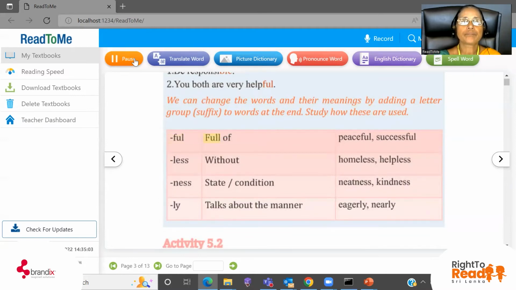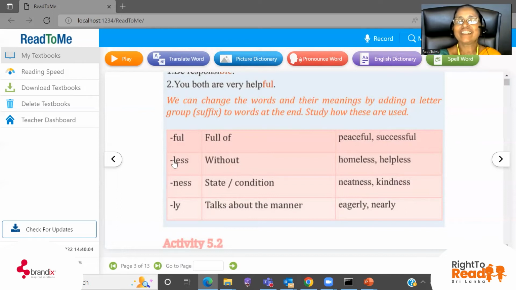FUL: full of. What do you mean when you add FUL to a word? That means full of. Then some examples. Now see the examples: peaceful, successful. You can add more words, useful.